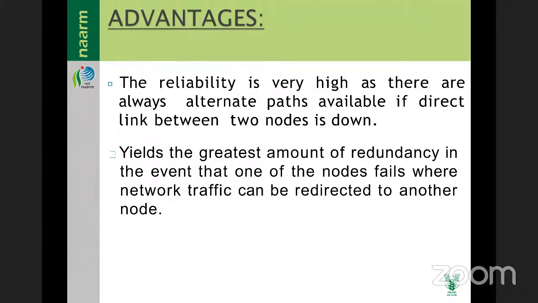There are always alternate paths available if a direct link between two nodes is down. Suppose any one node is down, then no problem, because automatically another will work. It yields the greatest amount of redundancy in the event that one of the nodes fails, where network traffic can be redirected to another node. We can redirect to another node also. That is not a problem here. So reliability will be very high here.